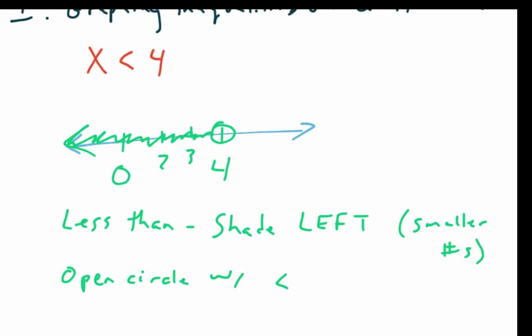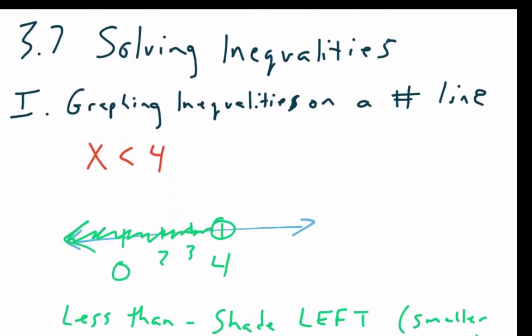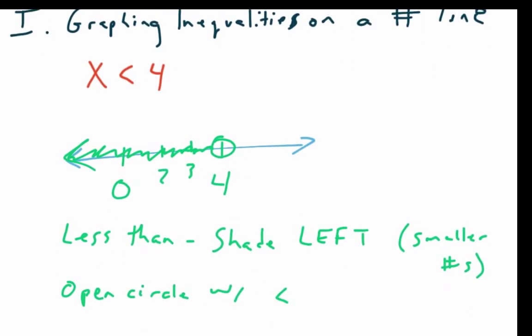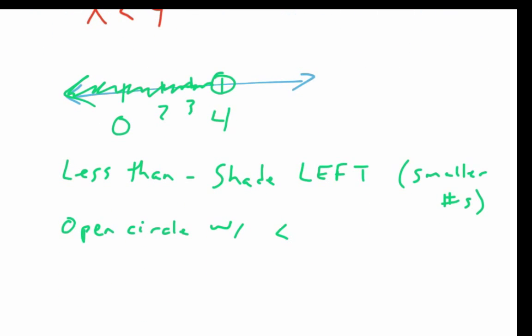What's going to be the other thing that uses the open circle? Less than or? Trevor? Sure. So open circle with less than or with greater than. Both less than and greater than are going to be all the numbers up to that stopping point, but not including the stopping point itself.